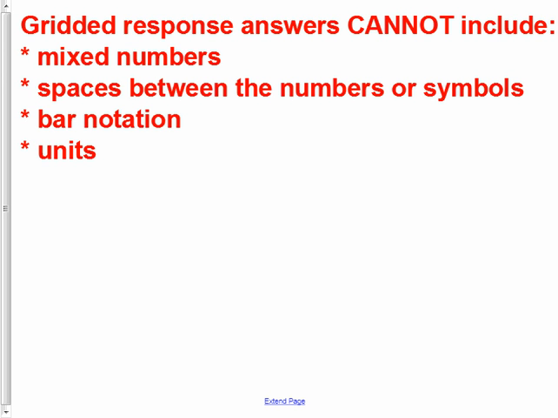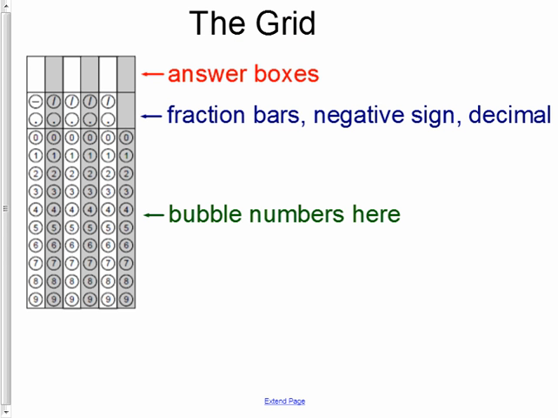So when we look at how that's going to play out on a gridded response, what the grid actually looks like, that very top section up here is where you're going to write your answer in. So you're going to use each box for one number or symbol. And then this next section is where you bubble in a negative, which is only in this first box right here. Then we have 4 different spots where you could put a backslash for a fraction, and we have 5 different spots where you could put a decimal in your answer. And then, of course, the whole bottom section is for bubbling in your numbers.